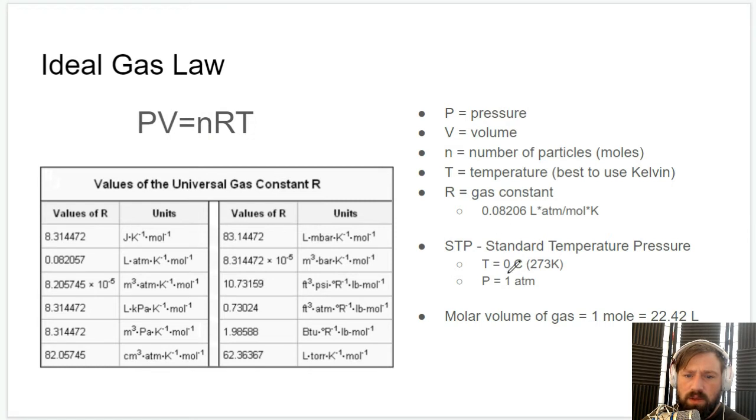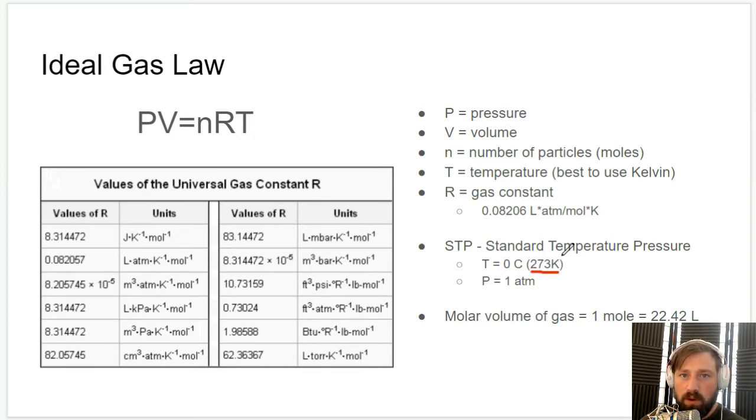Some other things that you need to remember. A lot of times you're going to hear this phrase, STP. This is going to be standard temperature and pressure. Standard temperature and pressure is 0 degrees Celsius or 273 Kelvin, and 1 atmosphere. That is the standard temperature and pressure.